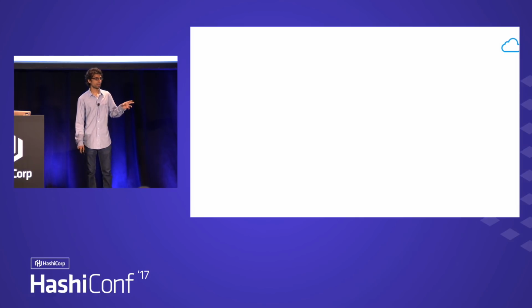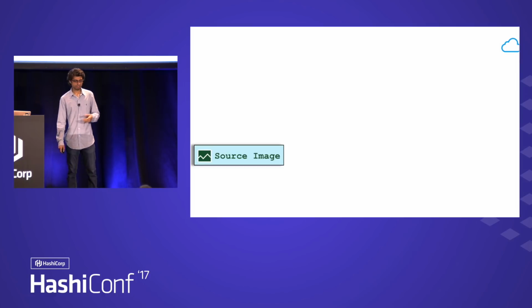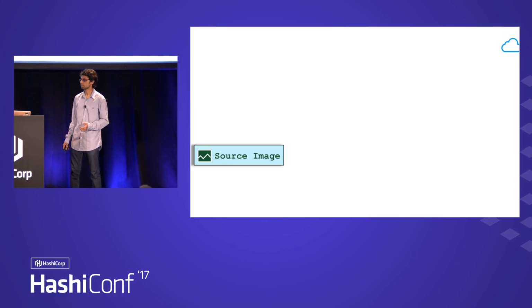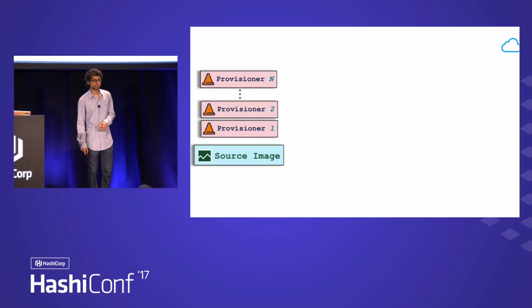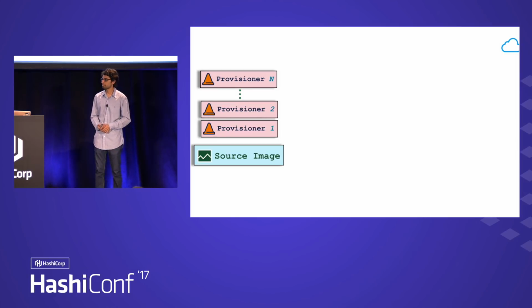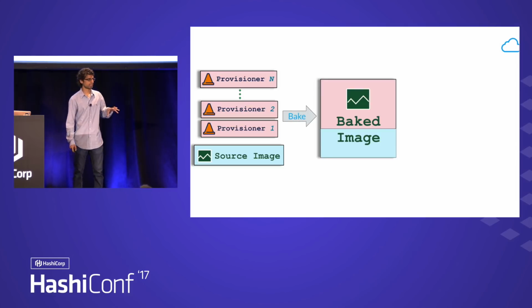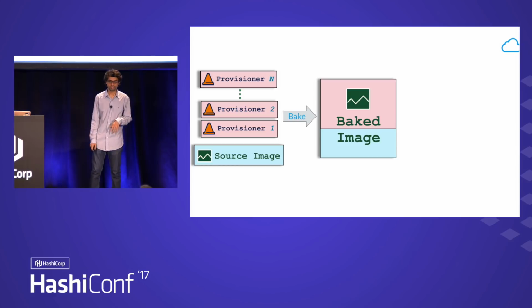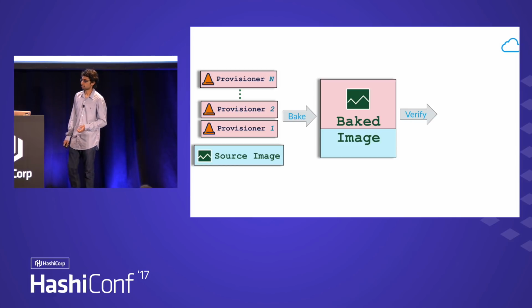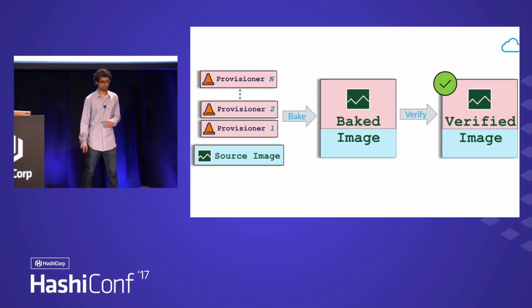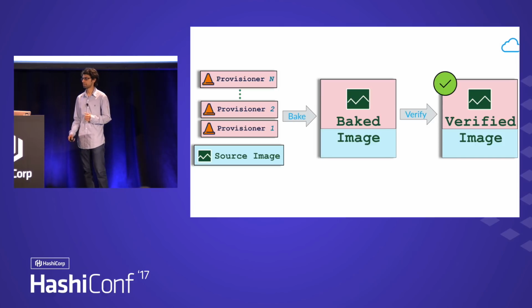So the way that we decided to solve this problem was we just thought about how a developer would think about this. I have a source image. This could be a base OS image. This could be some other image that someone else put relevant packages in. Then I want to run a set of provisioners on that image, and I want to bake that image into a complete image that I can then use to deploy instances from. Then I want to run some verification steps on that image. And I want to ultimately end up with this verified image that I can actually deploy, that I feel confident in.